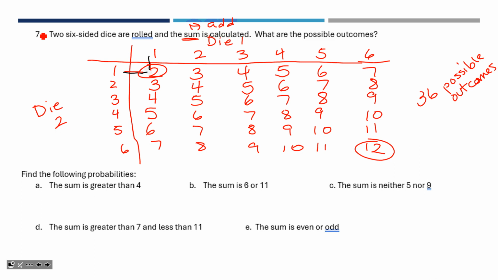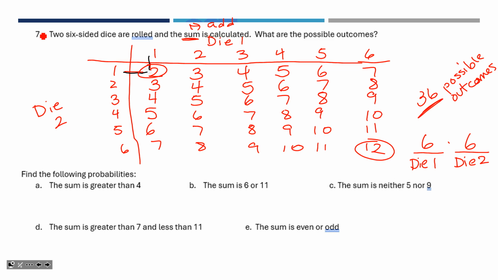Now, I could have calculated this using my multiplication principle. Remember? How many things am I doing? I'm rolling die 1, and then I'm rolling die 2. How many outcomes are there on die 1? How many outcomes are there on die 2? What's 6 times 6? 36, right? So 36 possible outcomes. So find the following probabilities.